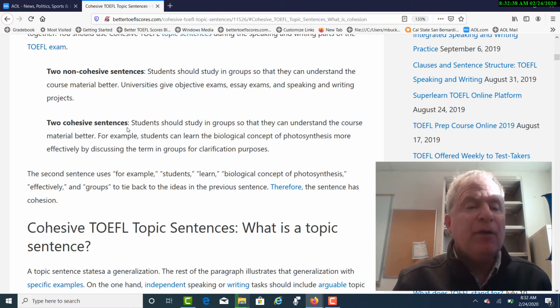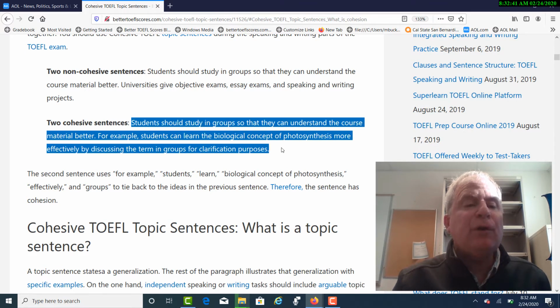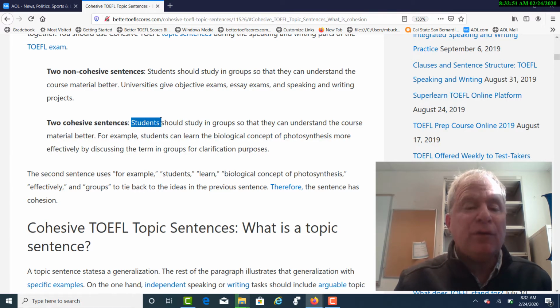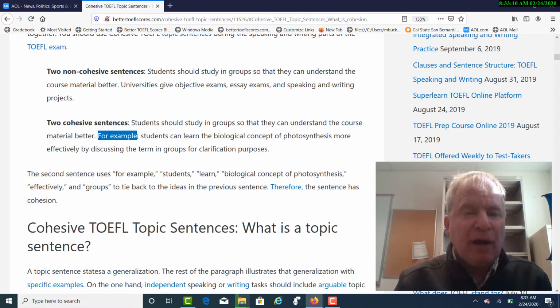On the other hand, here is an example of two cohesive sentences. Students should study in groups so they can understand the course material better. For example, students can learn the biological concept of photosynthesis more effectively by discussing the term in groups for clarification purposes. So in this case, the writer uses the words for example. This helps to introduce a more specific point, and this helps tie back to the previous sentence.